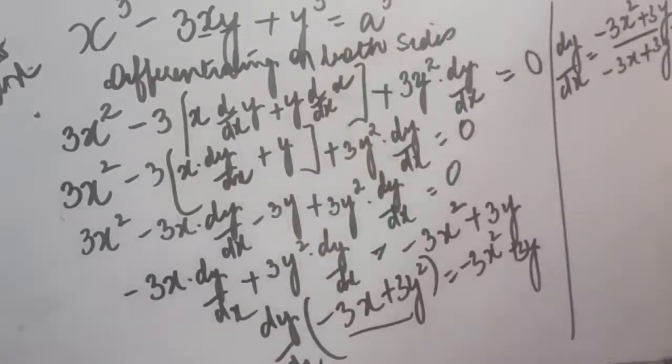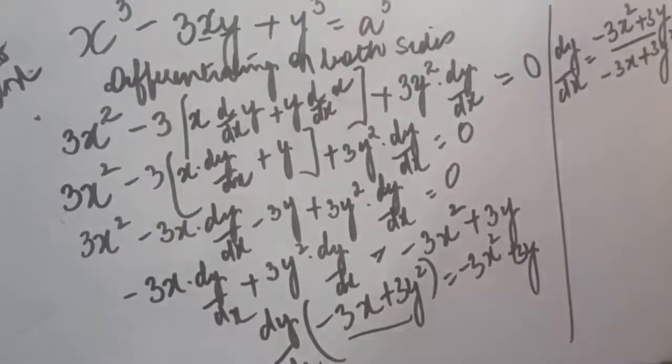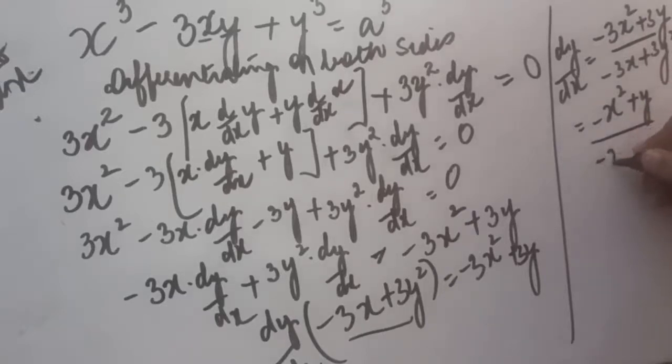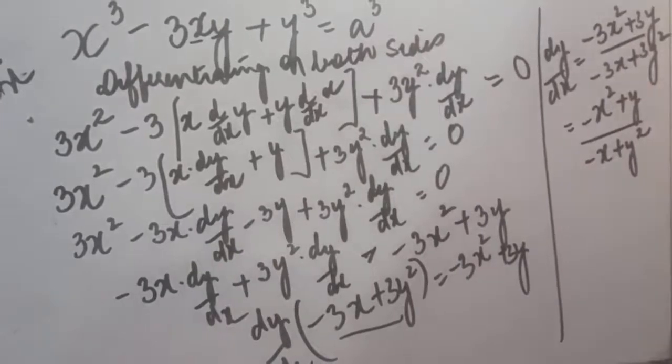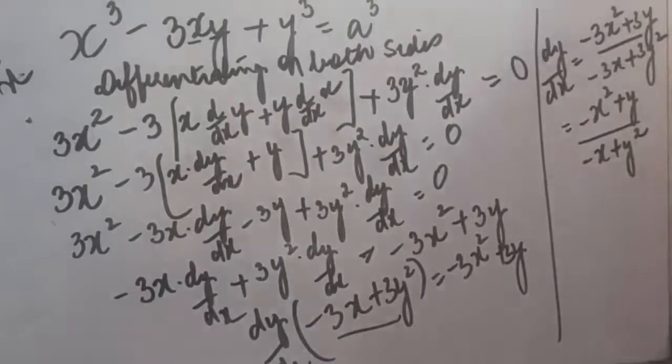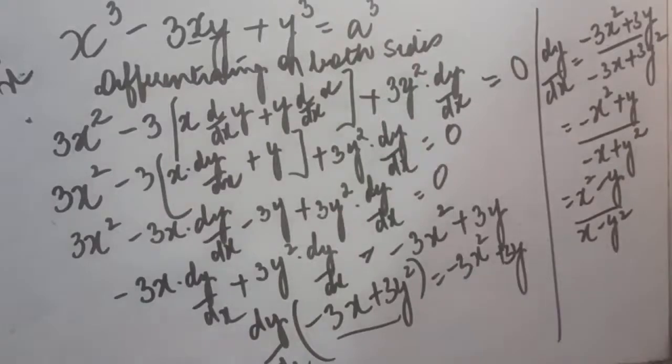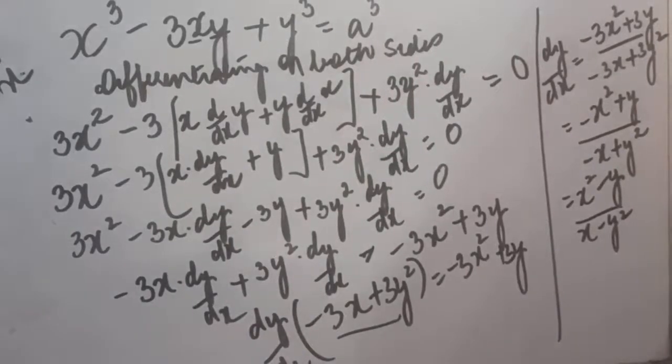So I hope now you all can see that 3 is common in the numerator and denominator. If we take 3 common and cancel it, our answer is minus x square plus y divided by minus x plus y square. Here, if you want, you can also take minus common. If we take minus common, the answer is x square minus y over x minus y square. This will become our final answer.